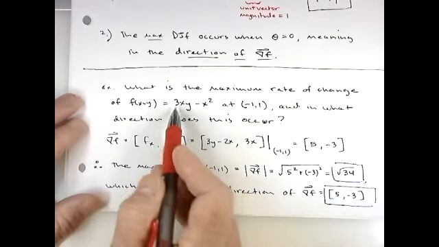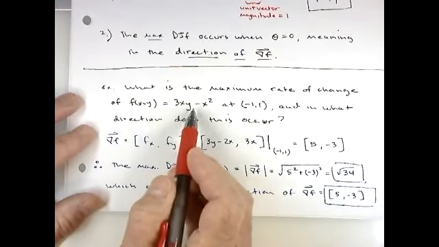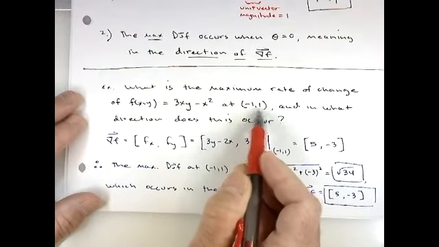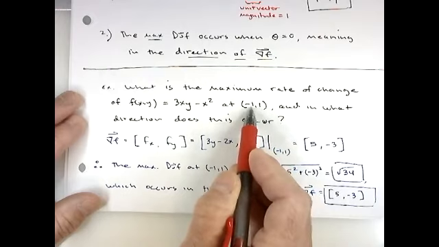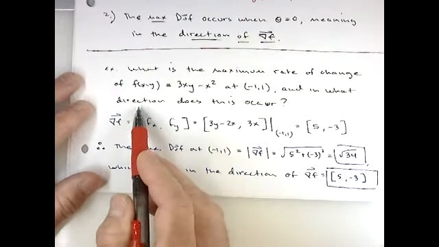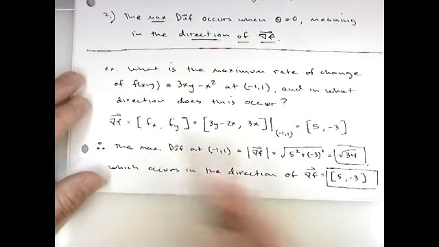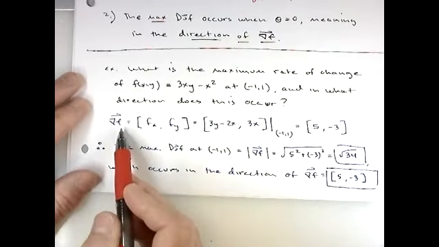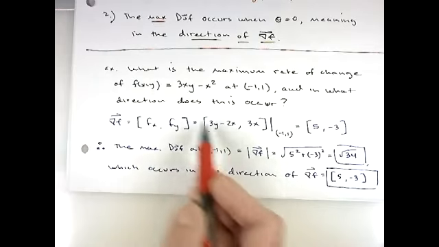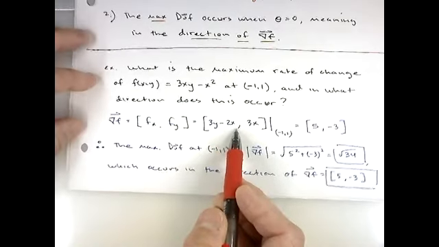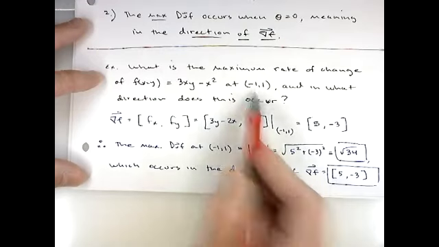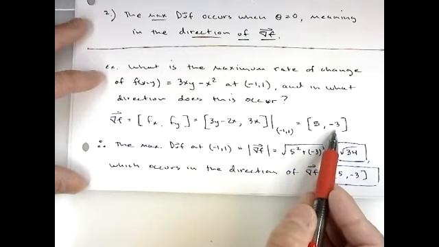So I've got a function 3xy minus x squared at -1, 1. There is a z value, right? I could plug in x and y to get a z value. And I want to know what direction is the maximal rate of change and what is that maximal rate of change. As we saw, it's related to the gradient. I would do f sub x, f sub y: 3y minus 2x for f sub x, and 3x for f sub y. Evaluated at my point, that gives me 5, -3.